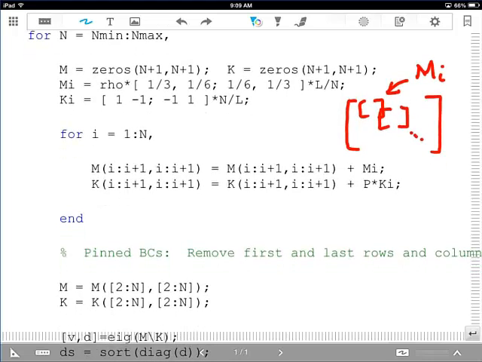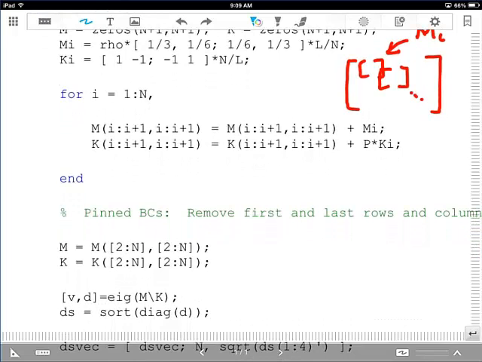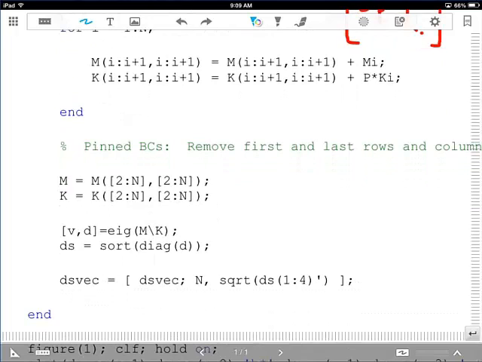And so basically once you initialize them to 0 up here, you basically add in, for each of these 2 by 2 little blocks, you just add it in. So as you kind of march through these elements, you just add in each of those little submatrices to create the overall matrix. And then here we have removing the first and last rows and columns. And then this is the eigenvalue problem here. So just take the eigenvalues of M over K. Now, in this case, we're just looking at storing the eigenvalues d there.